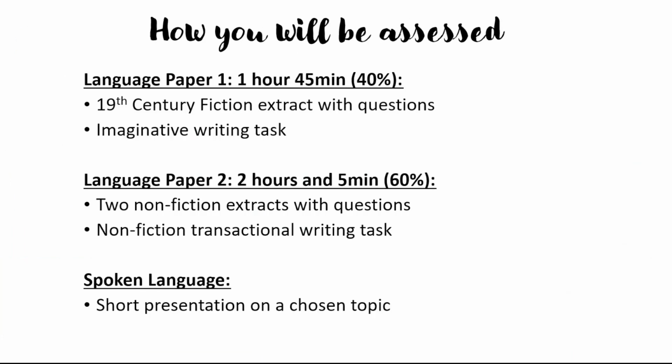How you will be assessed. So there's two papers for language. Paper 1, which is an hour and 45 minutes, which is 40% of your final grade, in which you look at a 19th century fiction extract with some questions and you do an imaginative writing task. Language paper 2 is 2 hours and 5 minutes. It's worth 60% of your final grade, and you have 2 non-fiction extracts with questions and a non-fiction transactional writing task. So like I said before, it could be a letter, a speech, article, etc.